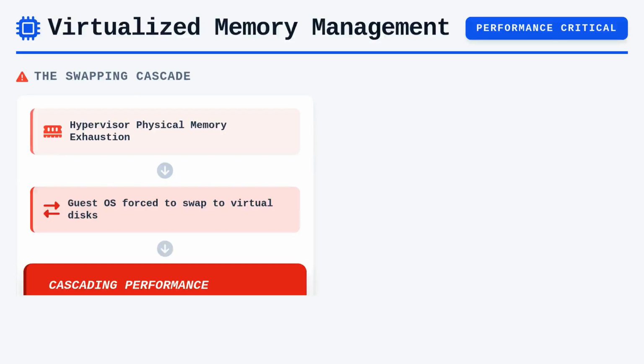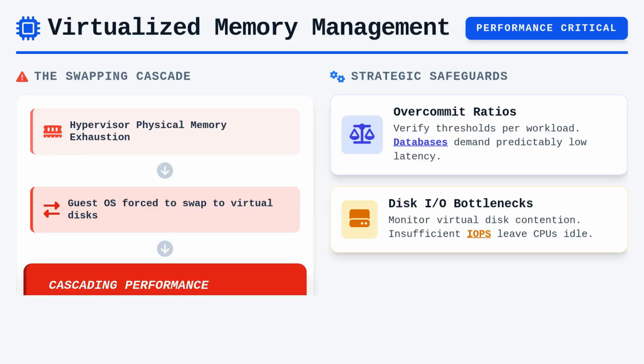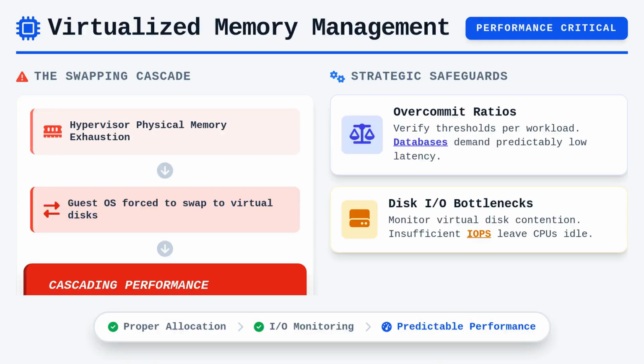You should always verify that memory overcommit ratios are within acceptable thresholds for your specific workload types, as databases require predictably low latency that swapping effectively destroys. Simultaneously, monitor disk I/O bottlenecks that often result from excessive virtual disk contention on the same physical storage fabric. If your storage backend lacks sufficient IOPS, even the fastest virtualized CPU will remain idle, waiting for data to arrive from the underlying LUNs or volumes.